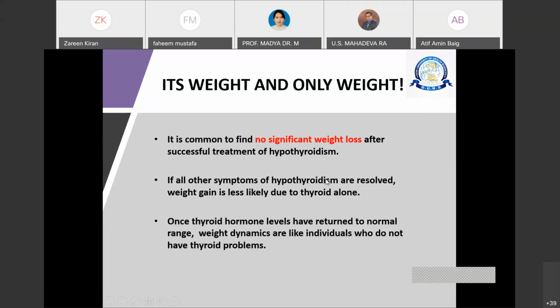Look at your diet, look at your lifestyle. Once thyroid hormone levels have returned to normal, the weight dynamics are just like individuals who do not have thyroid problems.